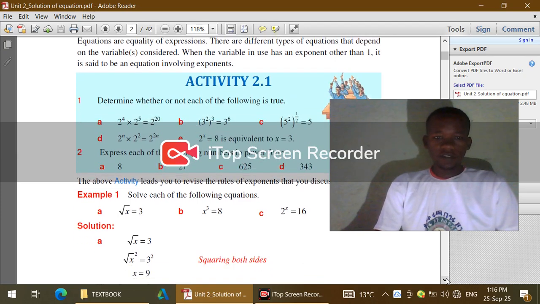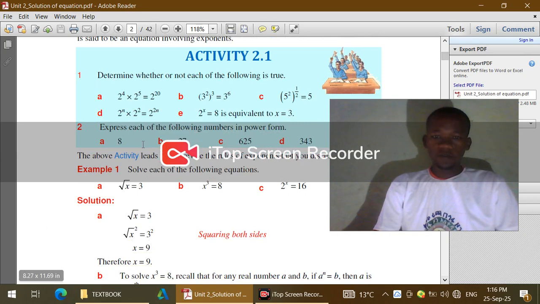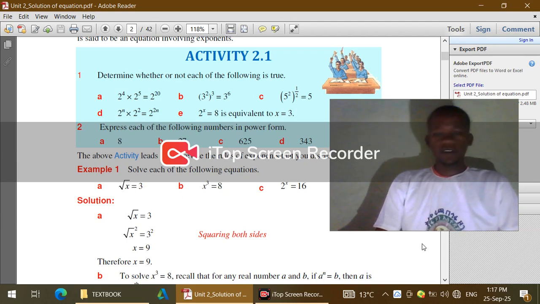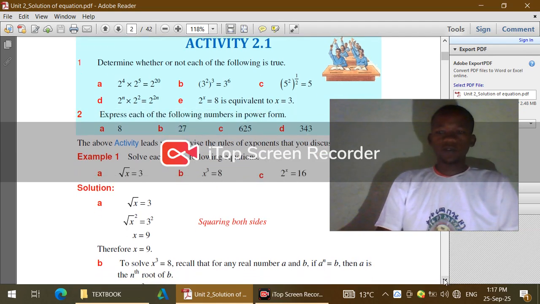Firstly, let's see example 1. Solve each of the following equations. It says radical x is equal to 3. To solve means to find the value of x. So how do we solve the equation radical x is equal to 3?